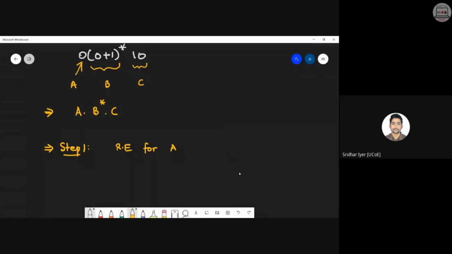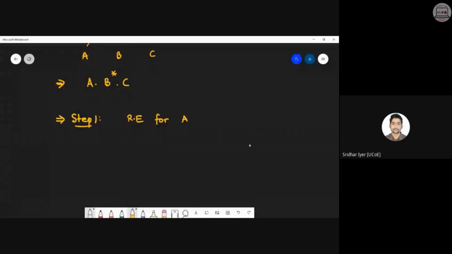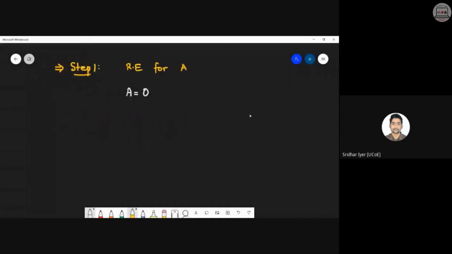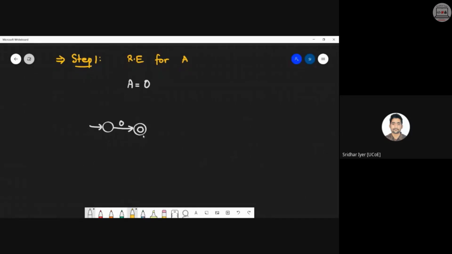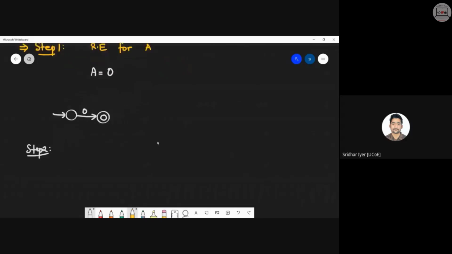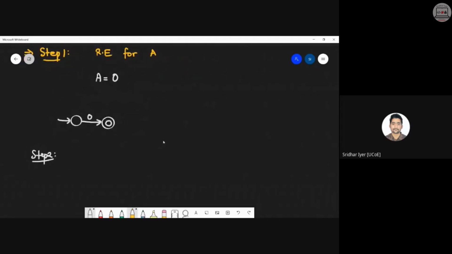And what is A? A is nothing but 0. So mention it over here: A is equal to 0. Clear? Now draw the RE for 0. Obviously, you know the RE for 0 is nothing but something like this, right? We are only considering a 0. That is why we have shown the final state also. Step number 2. I'm going step by step. If you're done, you can check your answers when I complete this question.